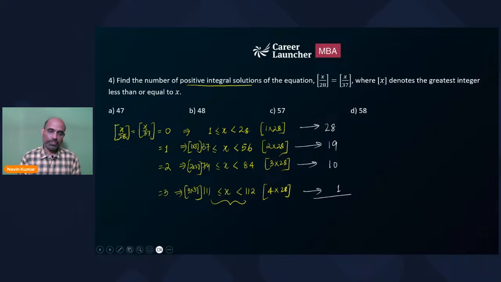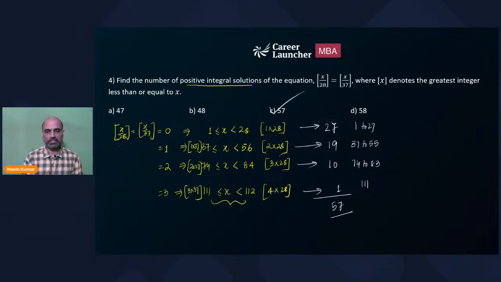So 55 minus, acha, this is not 28, this is 27. 1 to 27 is allowed, no? 28 is not allowed. So 27 values. So this is 1 to 27. This one is 37 to 55. Next one is 74 to 83. And this is only 111. Okay, so this is 20, 30, 40, 50. 57 values of x will satisfy this.